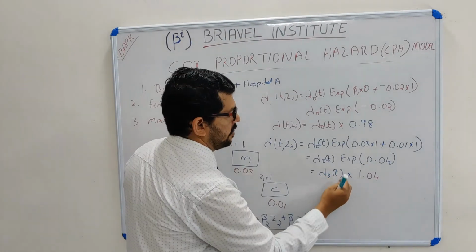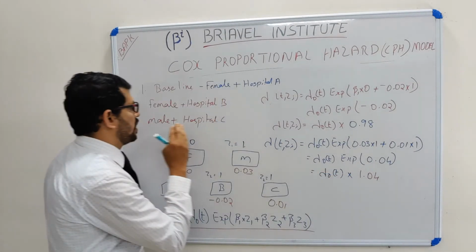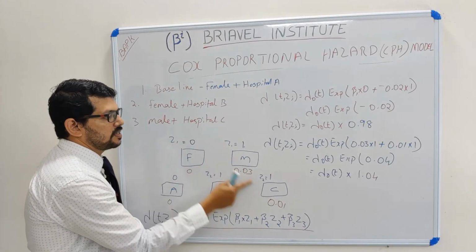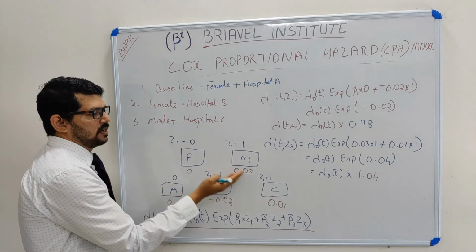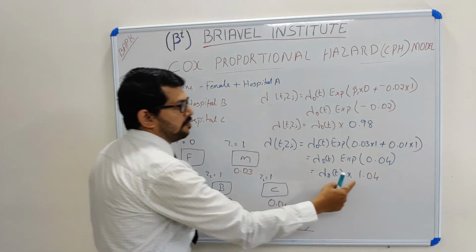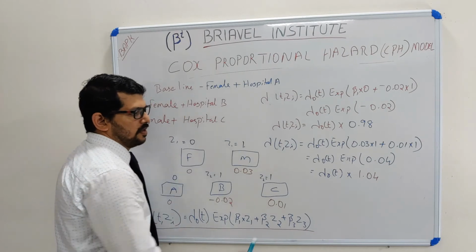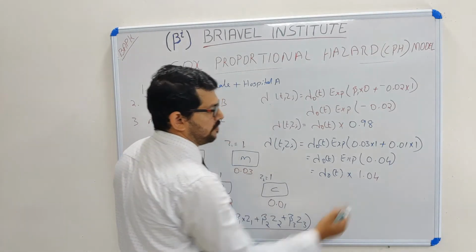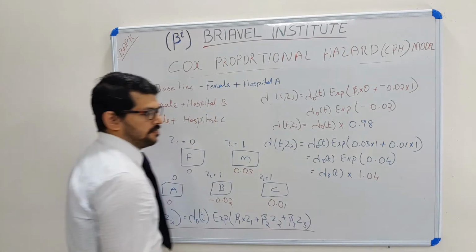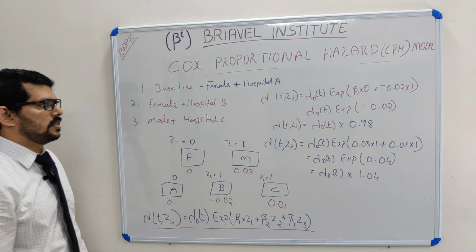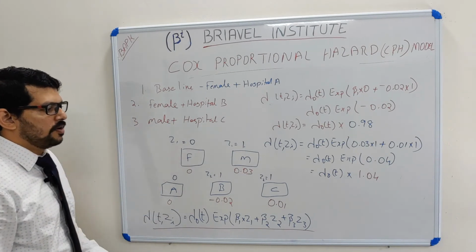Initially, there is the baseline hazard, and now this combination is a male going to hospital C. So my risk is increased. My mortality risk or my hazard rate is increased by 1.04. So if the hazard rate is 0.5, it becomes 0.5 into 1.04. So my hazard rate is increased. So these are the three questions.